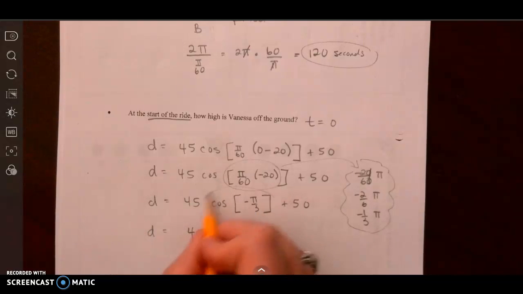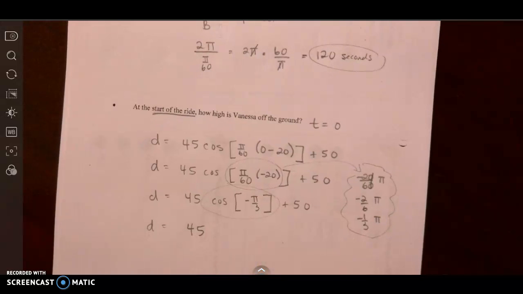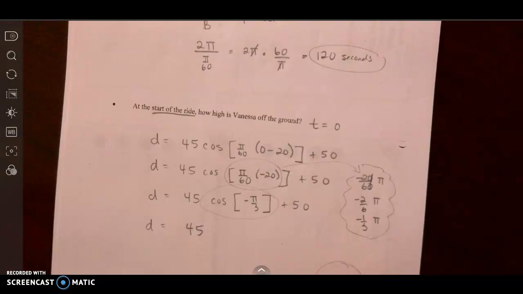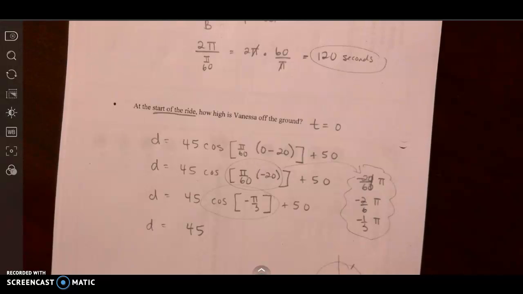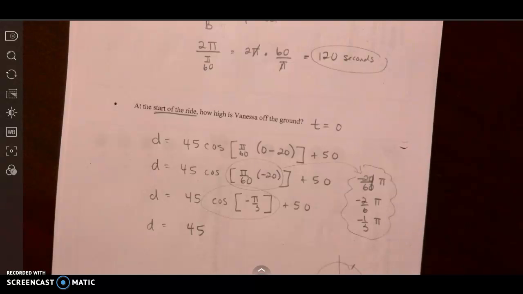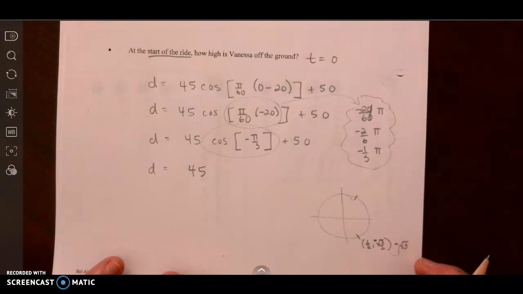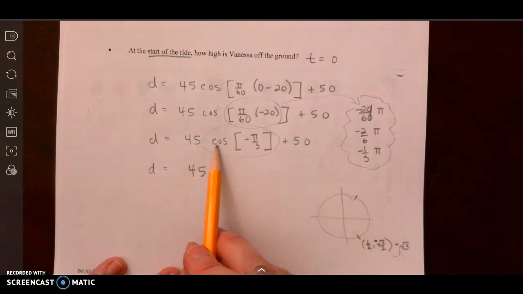I need to figure out what is the cosine of negative pi over 3. I think about my unit circle. My pi over 3 family is here, so negative pi over 3 would be here. My ordered pair is 1/2, square root of 3 over 2, and that would be negative, negative square root of 3. Cosine is the x-coordinate, so it's 1/2.